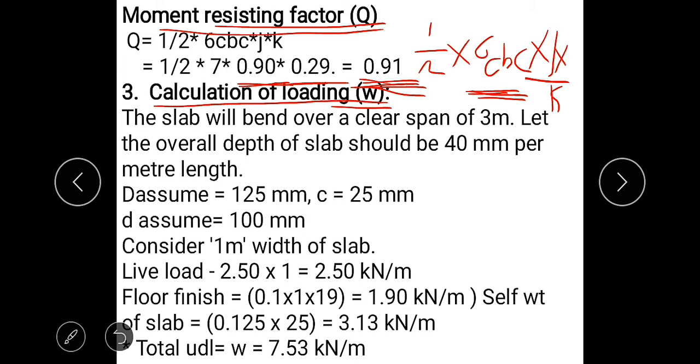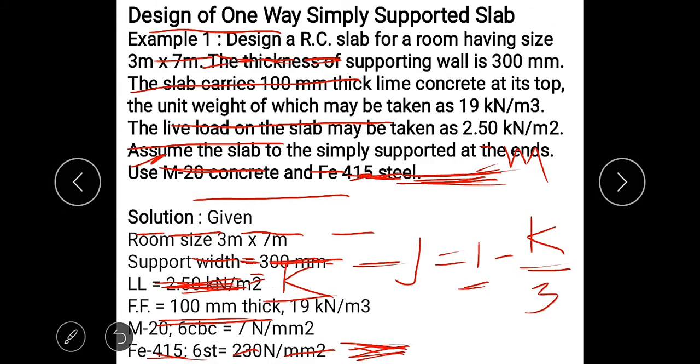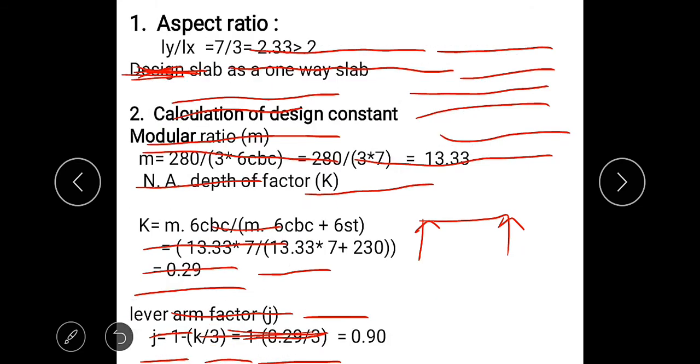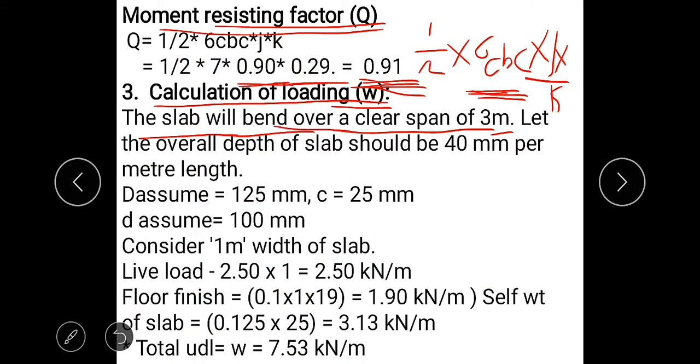Here we have to calculate the loading of the slab. So the slab will bend over a clear span of 3 meter. Here the span is given 3 meter by 7 meter, so the slab will bend over 3 meter. Let the overall depth of slab be 40 mm per meter length. Here we have to find the depth of slab. Before calculating the depth, we have to find the weight of the slab.